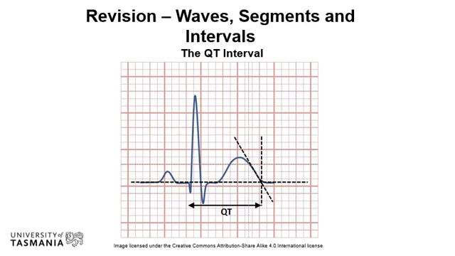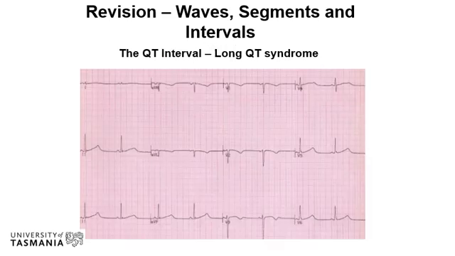The QT interval should be measured in lead 2 or in lead V5 or V6. A useful rule of thumb is that a normal QT is less than half the preceding RR interval. The ECG on screen shows an instance of QT interval prolongation.